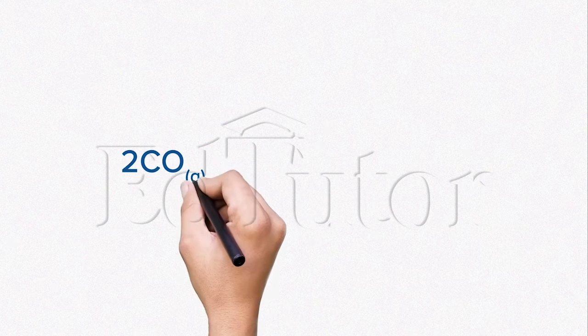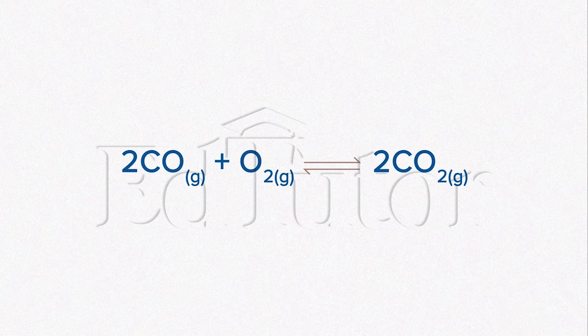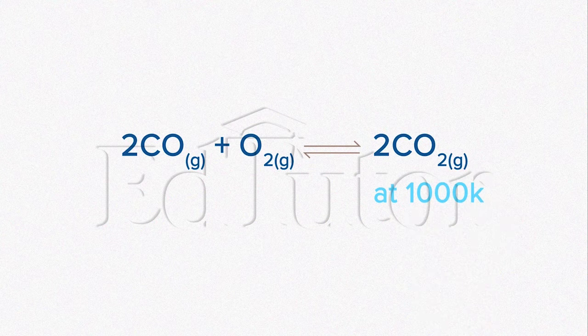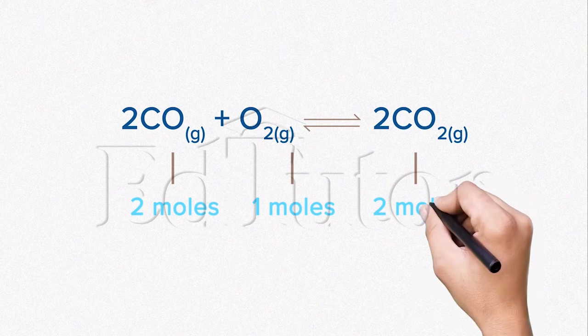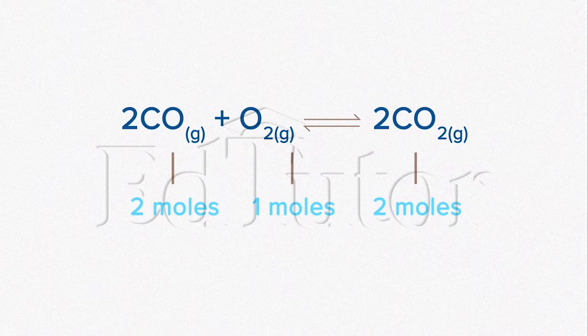An example would be the oxidation of carbon monoxide to form carbon dioxide. The reaction takes place at 1000 Kelvin. In the reaction, 2 moles of carbon monoxide react with 1 mole of oxygen to form 2 moles of carbon dioxide. You can have a look at this equation here.